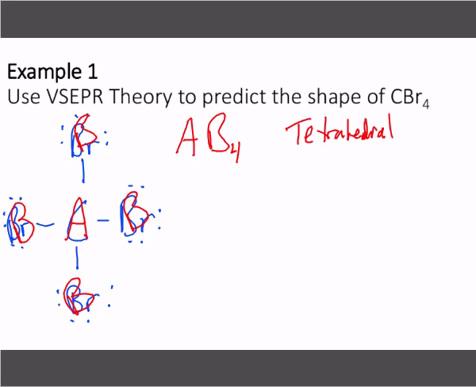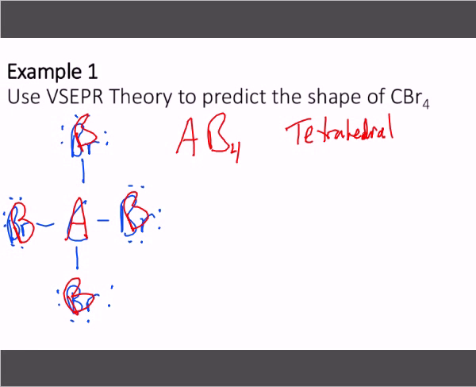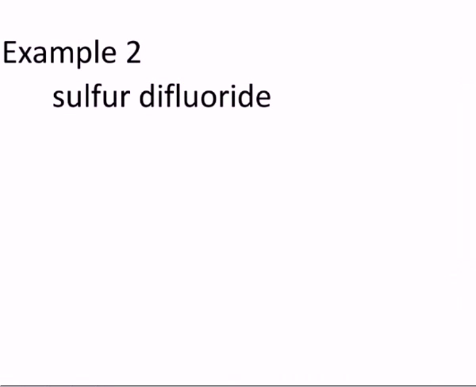Easy? It's easy if you know your shapes. I've told you guys since last week, make flashcards. On one side, write the name. On the other side, put the formula and draw the shape that you see in that chart. Then look over them over and over again. It's going to make it easy for you. Questions? I want you guys to do sulfur difluoride.